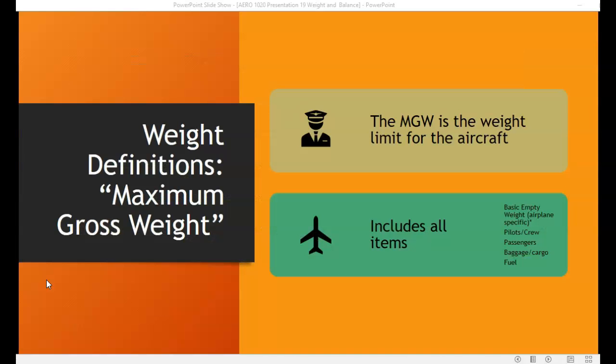Before we move on, let's go over some definitions that are important for you to know in order to understand all of the issues surrounding weight and balance. The first definition is maximum gross weight. Maximum gross weight is a limit on the aircraft that includes the basic empty weight of the airplane, which is specific to a specific tail number, the pilots and the crew, passengers, baggage and cargo, and fuel.